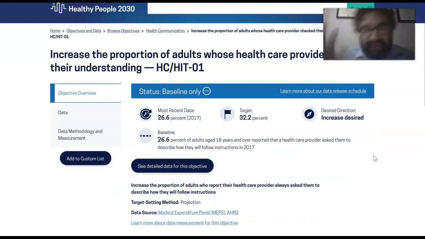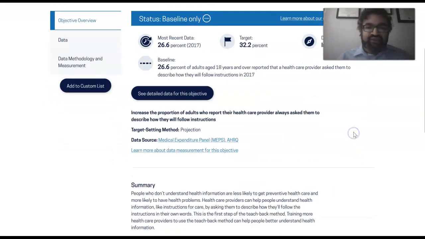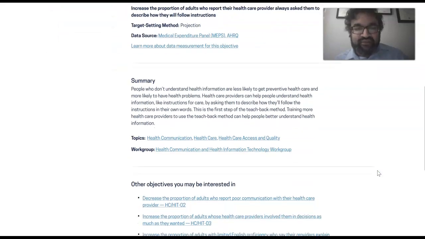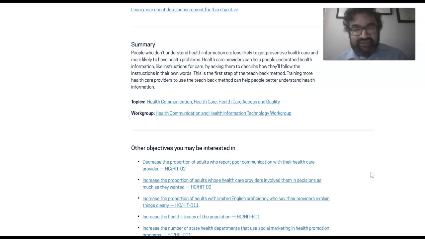Not only is it giving you the target that you're trying to reach, in terms of the proportion of adults whose healthcare providers check their understanding, our target is about a third. That's what we're hoping for, and only a quarter actually do this. So we're trying to get it to a third, and there's an increase desired. The data source has been identified, so now there can be a checkpoint to make sure that we're headed in the right direction.